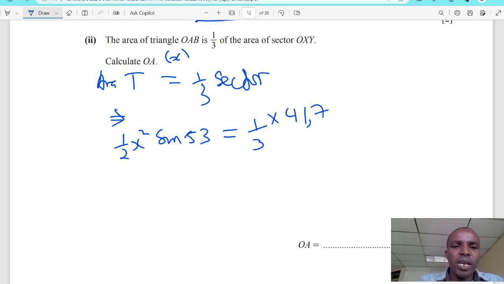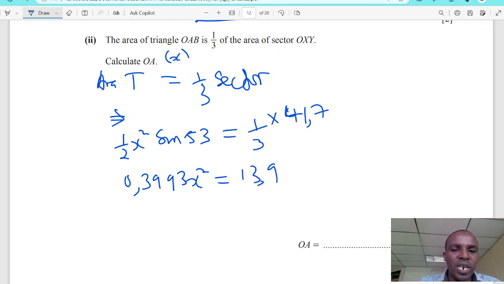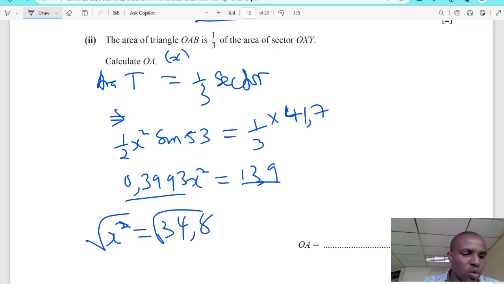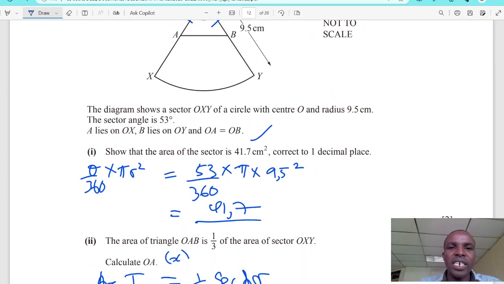Right, let's find our X. We can simplify here. Even putting in decimals is not a problem. You can say sine 53 divided by 2, which is 0.3993 x squared. The problem with decimals is that if it's not the final answer, make sure you put your answer to 4 or 3 decimal places. That will make sense. Then it's 13.9. So divide 13.9 by this one, and you get x squared equal to 13.9 divided by 0.3993. You get 34.8. Then take the square root of this answer, 5.9. Just like that. So OA is 5.9 centimeters.